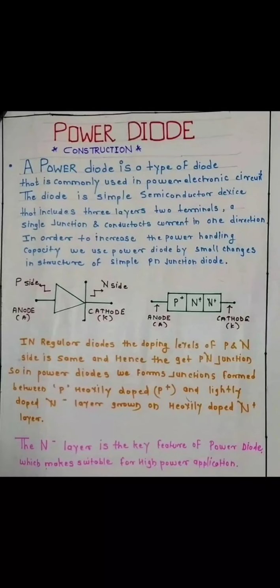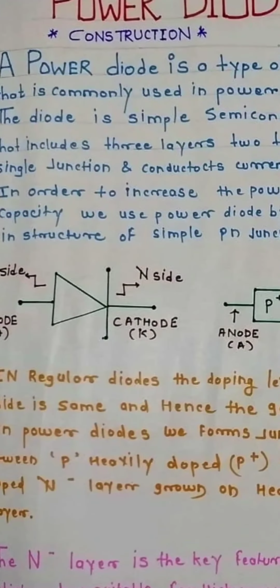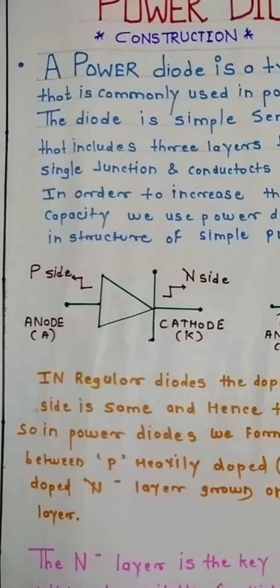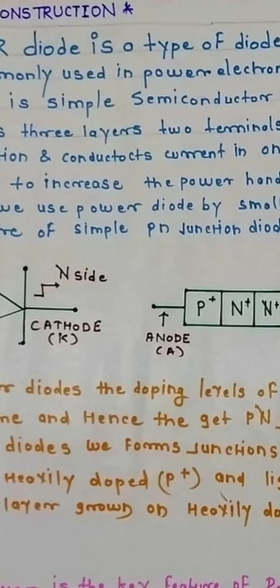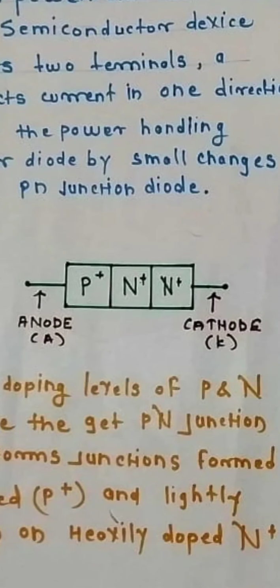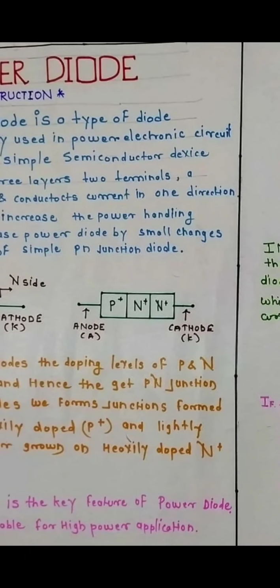This is the circuit diagram of a power diode. The P side is the anode and the N minus side is the cathode. This is the junction diagram: P plus, N minus and N plus, which form the anode and cathode.